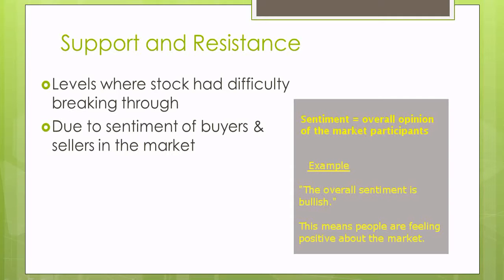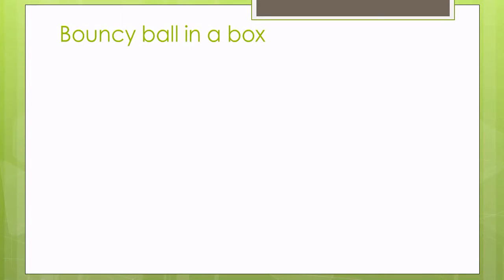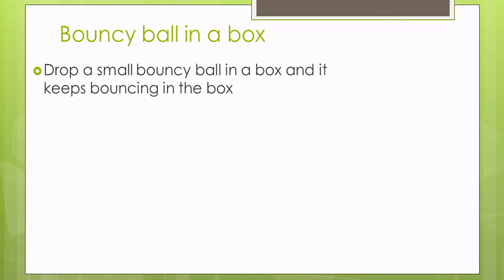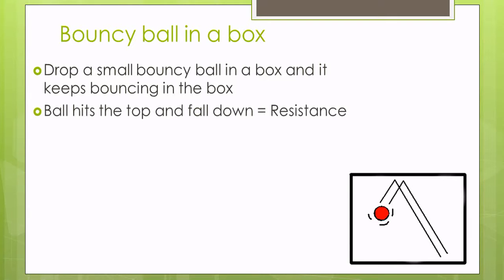So let me give you a simple example to describe support and resistance. I'm going to use an example of a small bouncy ball in a box. You know those small rubber bouncy balls that can bounce really high if you throw them real hard against the ground? Now imagine if you were to drop one of them into a box, and let's assume that the ball will just keep bouncing inside the box. So when the ball bounces off the bottom and moves towards the top, it will hit the top of the box, and because it can't break through the top, it will turn and fall back down. Now this is resistance happening.